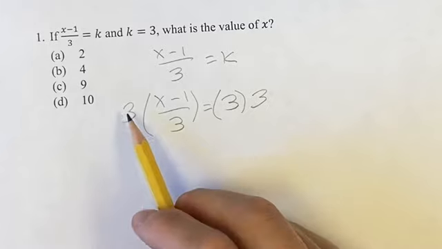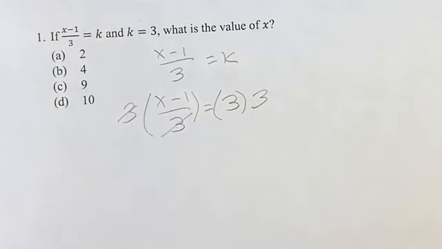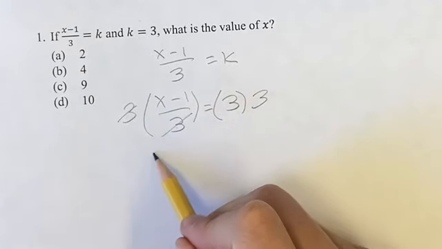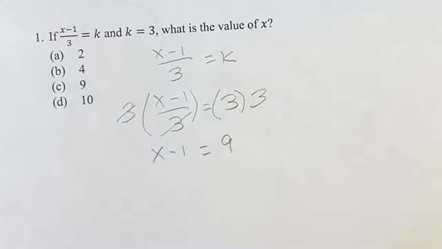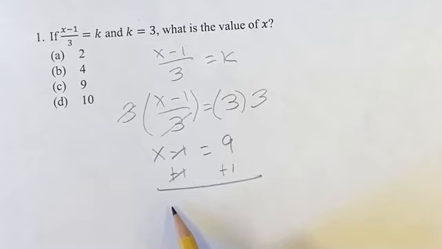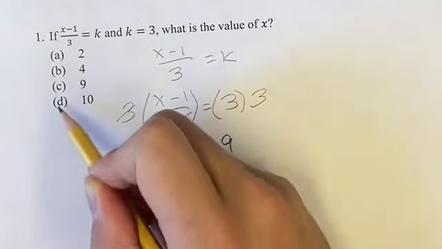Because if you do it here, you have 3 divided by 3, which is 1, so these cancel out. So you basically have 1 times (x minus 1), which is just x minus 1. And on this side, you have 3 times 3 is 9. Adding 1 to both sides, these cancel, and you get x is equal to 9 plus 1, x is equal to 10. This lines up with D.